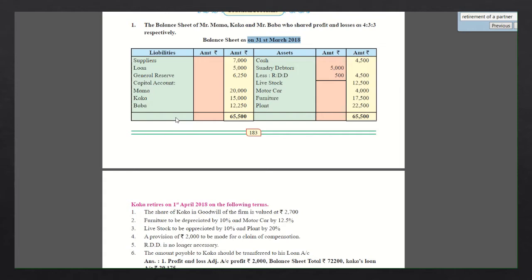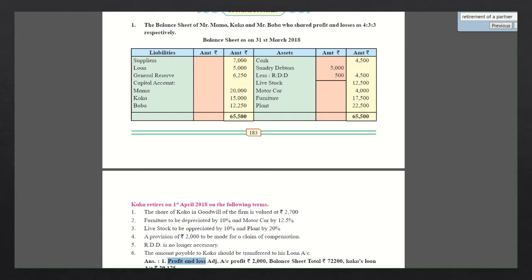So considering this financial position and after doing the adjustment for these further transactions, we have to prepare profit and loss adjustment account, balance sheet, Kaka's loan account, or we can say the partners' capital account. Okay students, so let's get started. First, I have already told you that always start with the balance sheet which is already given to you in the question, and we have to check whether we are getting any profit and loss and general reserve amount or not.